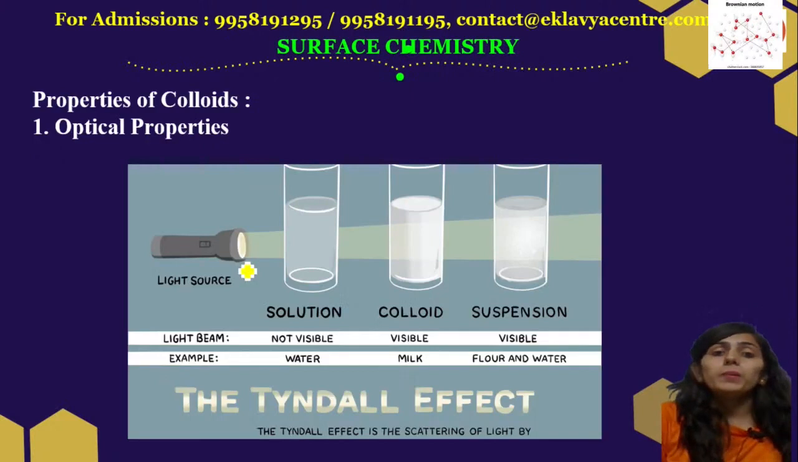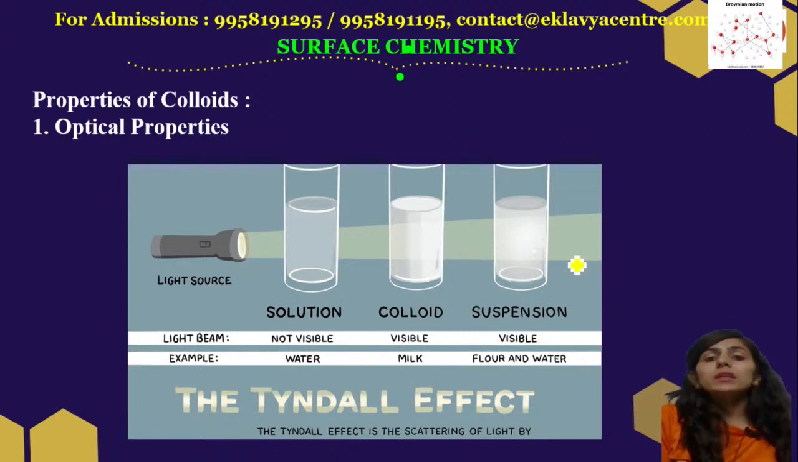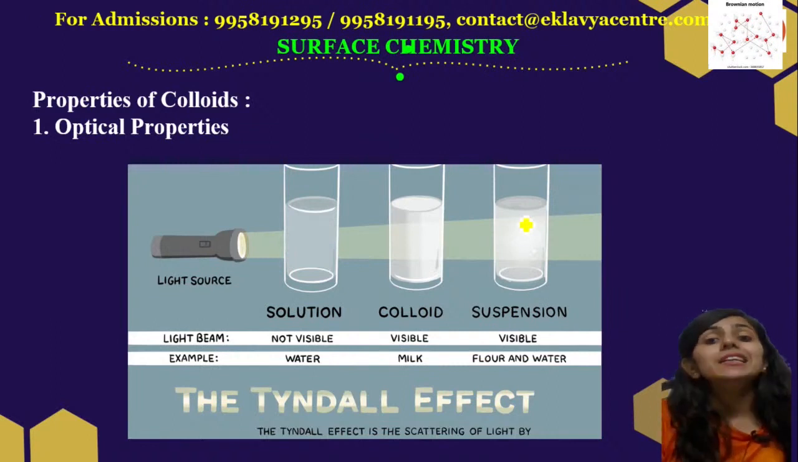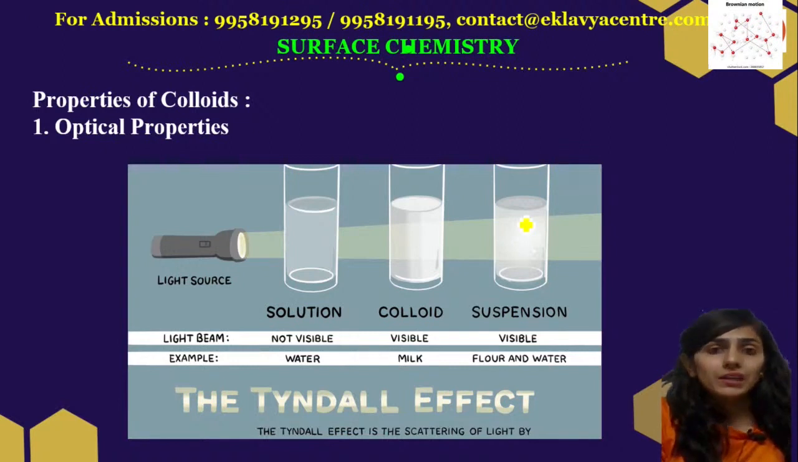Now next we have properties of colloids. First we have to discuss the optical properties of colloids. See, this is a light source, this is a true solution, colloid and suspension. You must have studied the Tyndall effect in your junior classes also. Now what is the Tyndall effect? When we pass light through a true solution, we will never see any kind of white light through it. But through colloid and suspension, white light will be visible. It means the size of the particles in the true solution is very small, but that of colloid and suspension are larger. That is why they are allowing white light to pass through them.